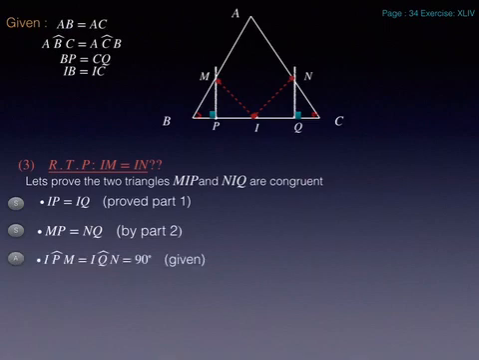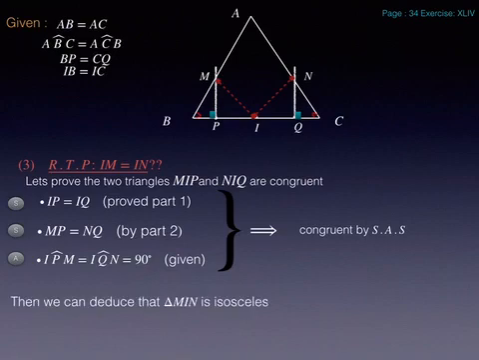And we have the two angles IPM and IQN are equal to 90, given also. So we can say that the two triangles MIP and NIQ are congruent by side angle side. And then using the homologous elements, we can say that the two sides IM and IN are equal. That is, the triangle MIN is an isosceles triangle.